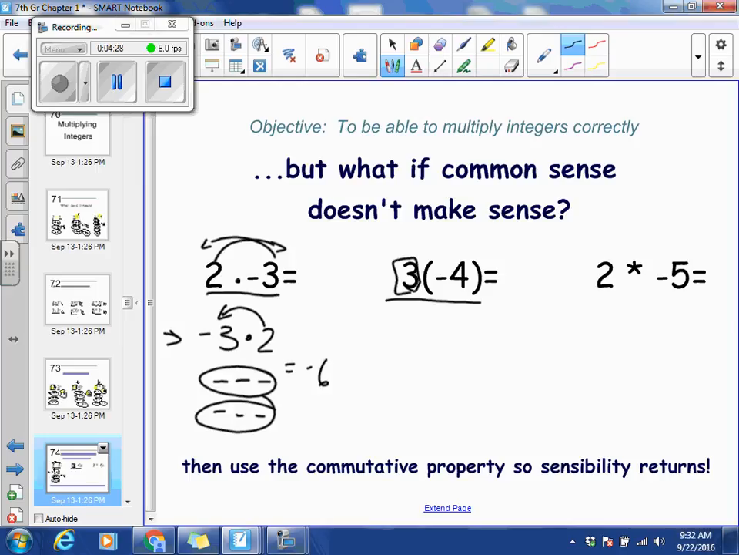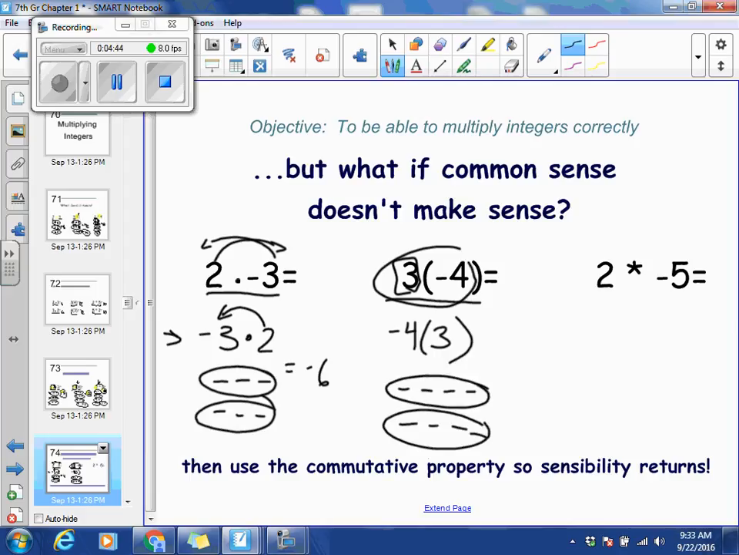Here, again, how do I have 3 negative times? How do you represent something negative times? But I know that when I multiply, this will give me the same answer as this, where the numbers have commuted to a different place in the problem. So now I can say, okay, that means I have 4 negatives 3 times.